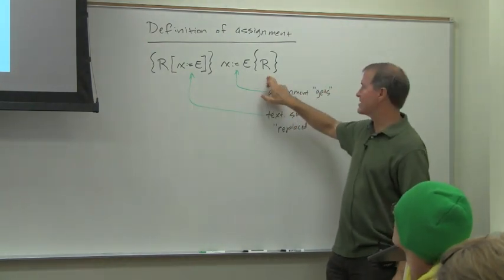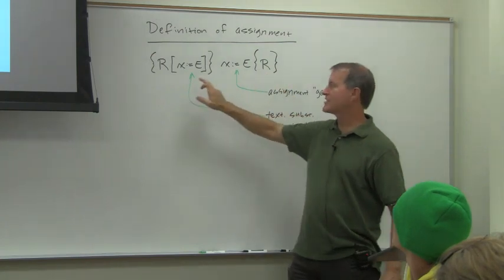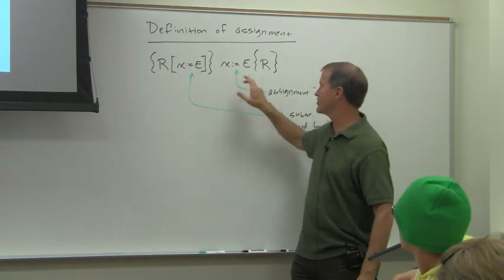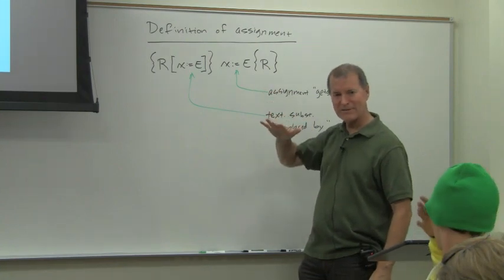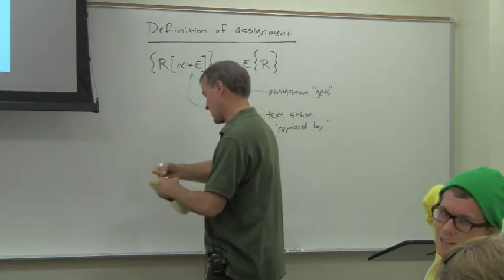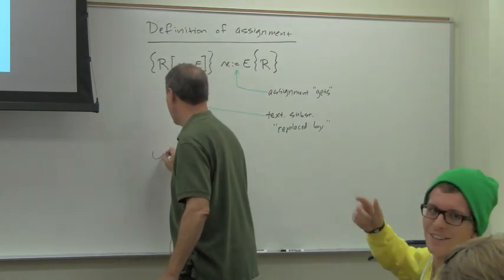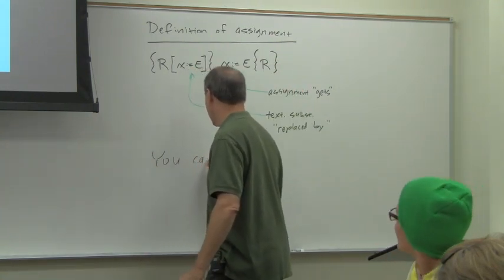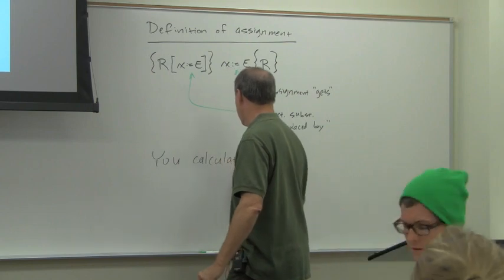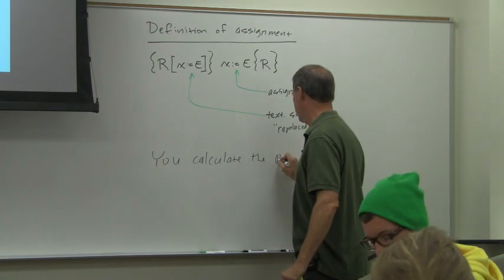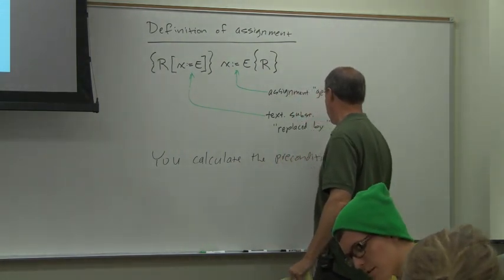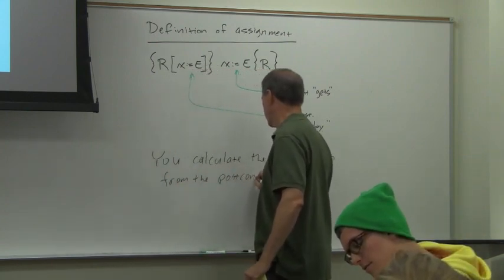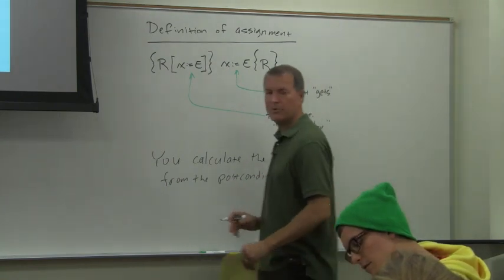So this is like a recipe for what you do with R. What's interesting about this definition is that R, the postcondition, is given. This is a calculation that you do. So basically what this is saying is that you calculate the precondition from the postcondition. It seems a little weird. It seems a little backward, but that's the way it is. So let me write that down. Yeah, it's kind of like working backwards, isn't it? Okay, well you'll see later why that works. You calculate the precondition from the postcondition.